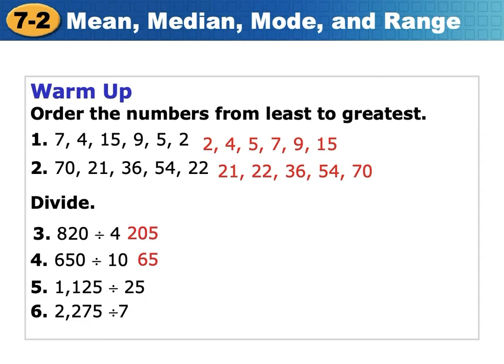Number 5, 1125 divided by 25. Right, you'll get 45 as the answer. Number 6, also using your long division or a calculator, 2275 divided by 7, you will get this as the answer. Right, this is very, very important, especially when you are calculating what we call the mean. You will learn this in today's lesson.